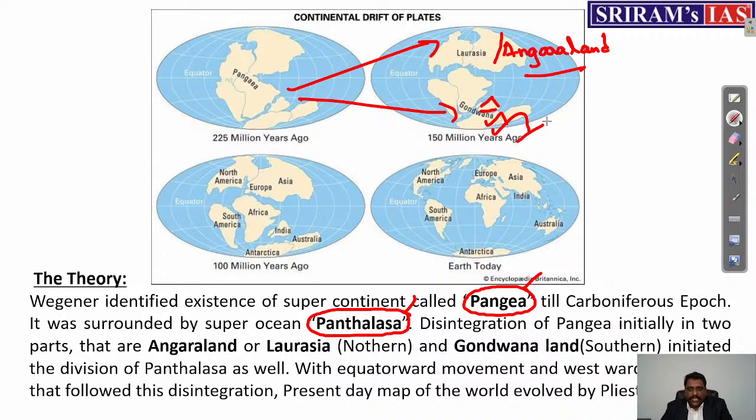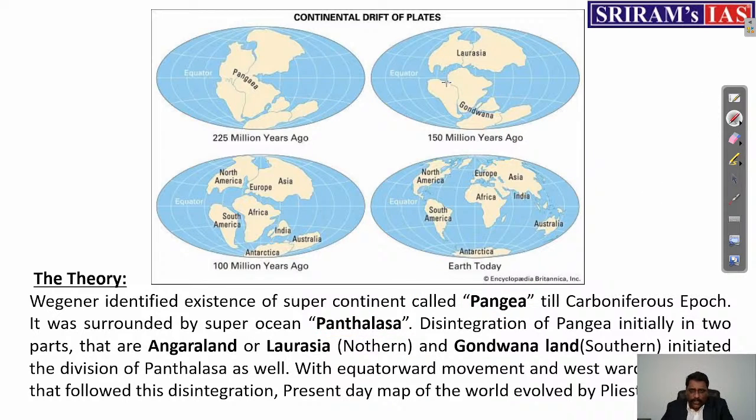And post-disintegration, my dear friends, it started drifting towards the equator and slightly towards the west. And eventually, once again, it integrated into the continents of the world, and the present day map of the world got evolved.